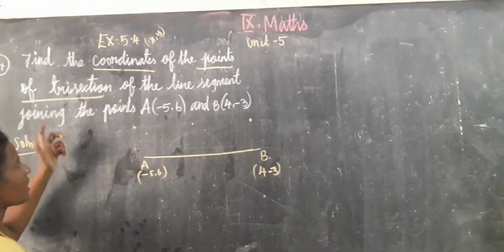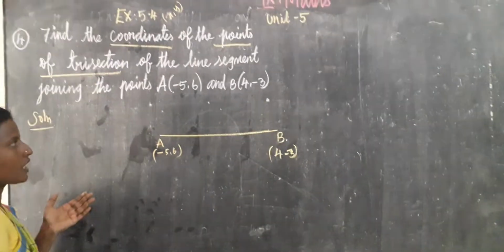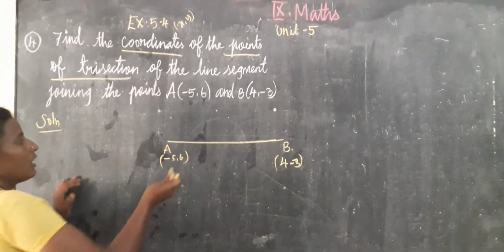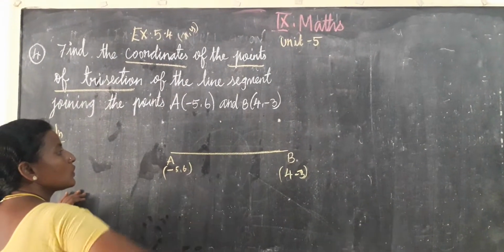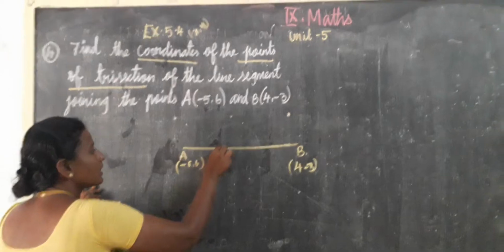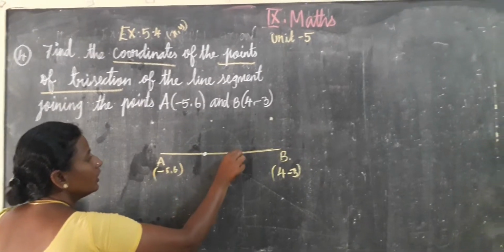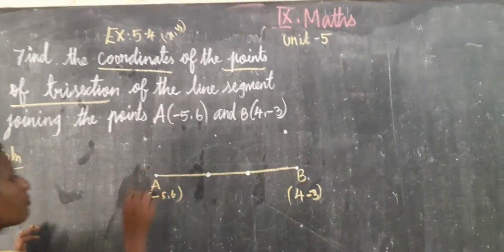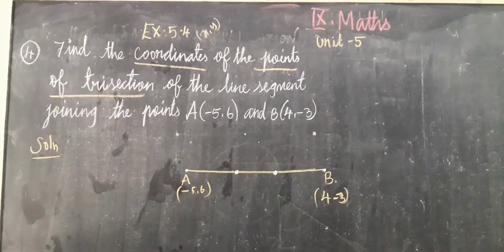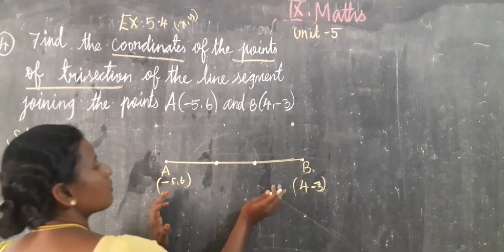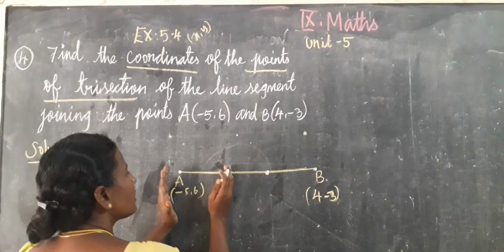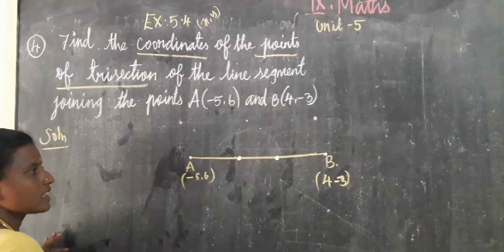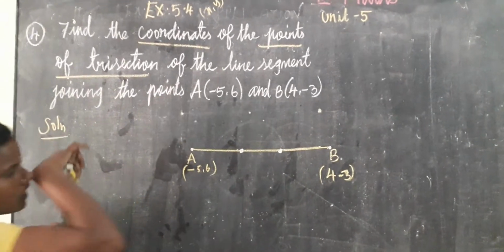What is the meaning of point of trisection? Point of trisection means the line is divided into 3 equal parts. That is called point of trisection. This given line segment is divided into 3 equal parts.